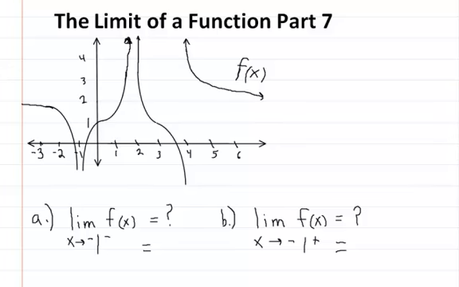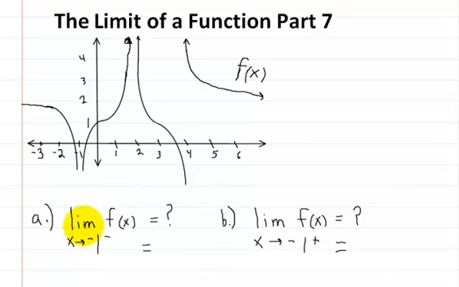This video is the limit of a function part 7. Now we're going to be working with this function right here. As you notice, it has many asymptotes. There's one here at 1, where the function doesn't touch 1, or at -1, and then over here at 2, and then again at 4. So let's go ahead and start to jump into this to solve this problem.